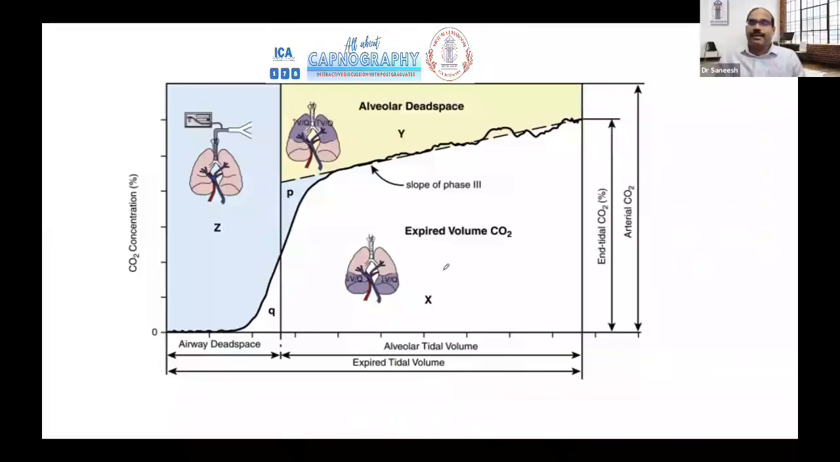Okay, volume capnography. I think Dr. Deepak has initially introduced it. Because of lack of time, I don't think we should go much into the details of it. Basically, volume is plotted against the carbon dioxide concentration. Here you can see, once you get a plot, you get different areas designating different parameters. Say here, the white area under the curve represents the expired volume of CO2. The yellowish area is alveolar dead space, and Z is airway dead space.